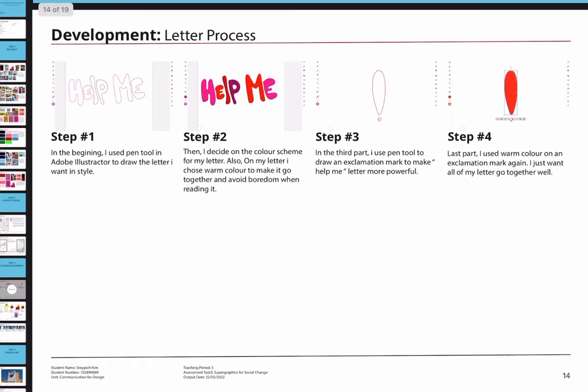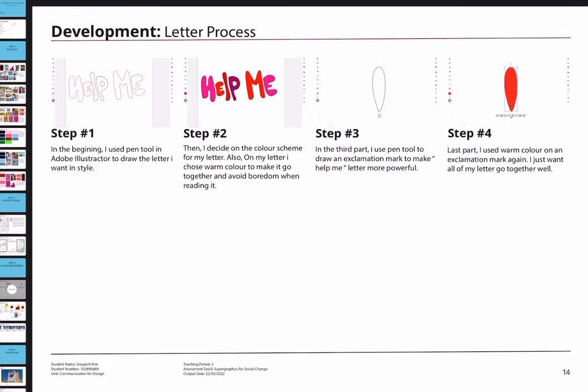The letter process. Step 1. In the beginning, I use the pen tool in Adobe Illustrator to draw the letters in the style and shape that I want. Then I decide on the color for my letters. I choose warm colors to make them go together and avoid boredom when reading it.